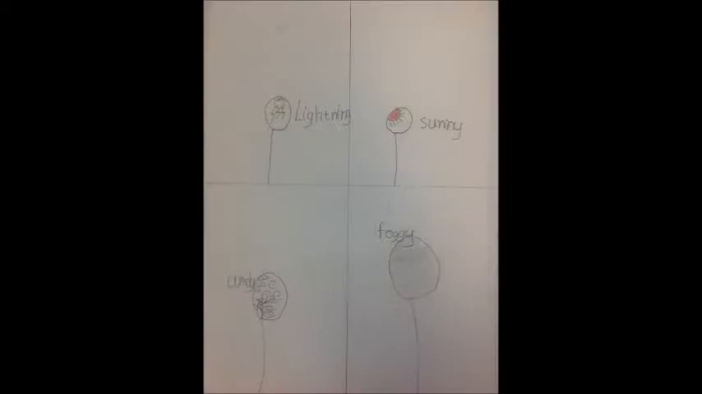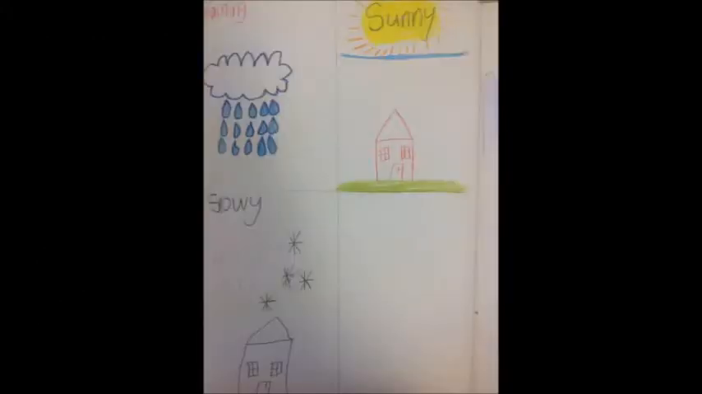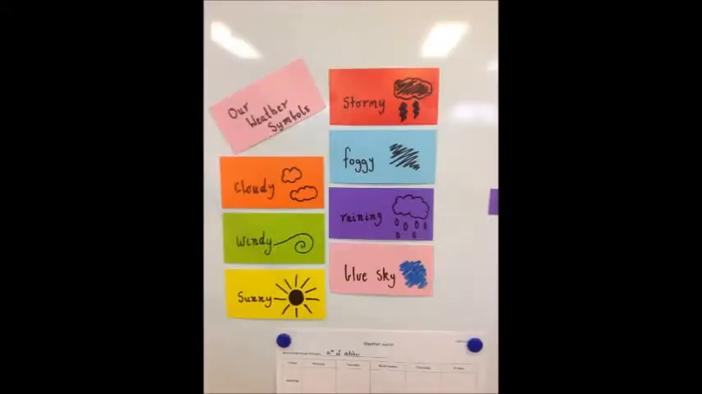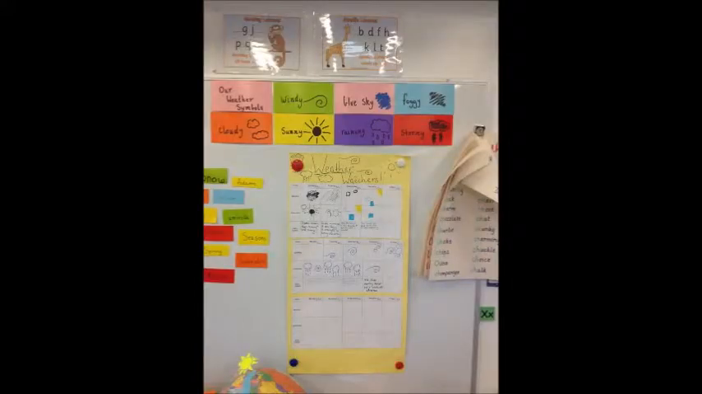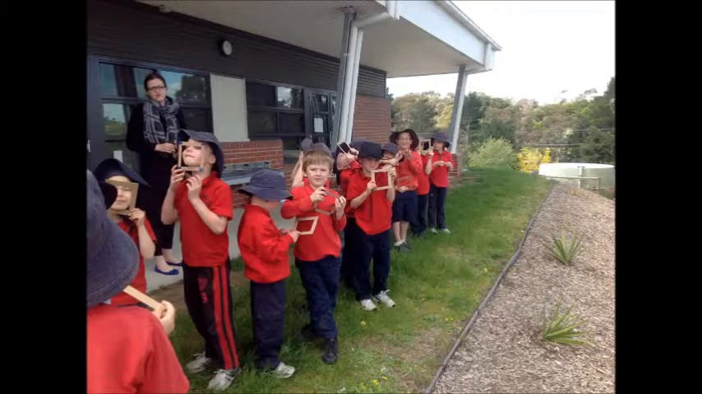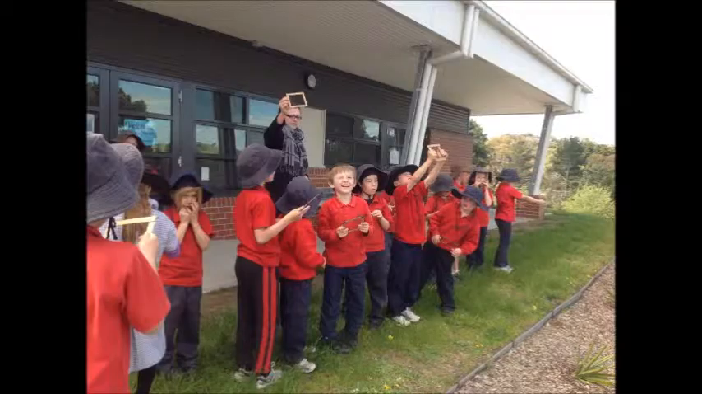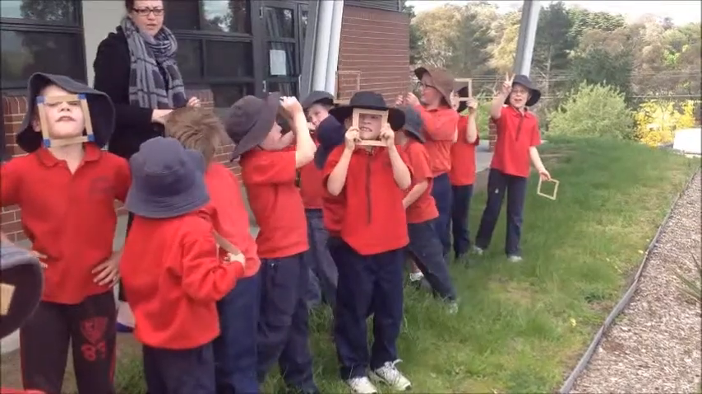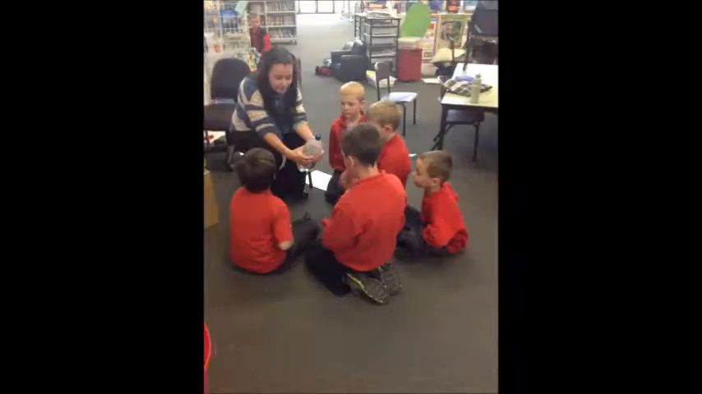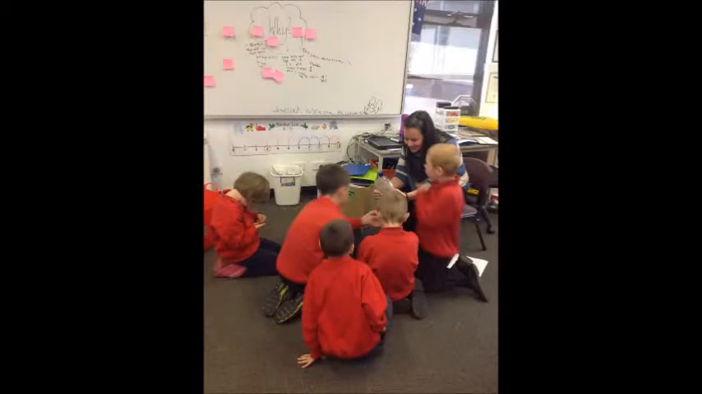Leading into the explore phase, we introduced symbols and their global use, then decided on a class set to represent different weather types. Next, we created a whole class weather watch table where the students would use the chosen weather symbols to record the weather conditions observed each day. To support the development of observational skills and appropriate language use to describe the sky and clouds, we took the students outside again using the frames to make observations about the sky, focusing on the clouds and their features.